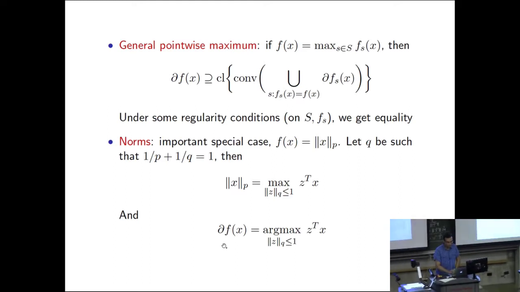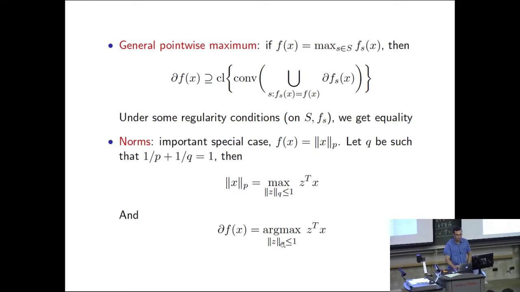So this is our rule for subgradients of convex LP norms. It's just all of the points z that have q norm less than or equal to 1, such that z transpose x achieves the max. It's the argmax.